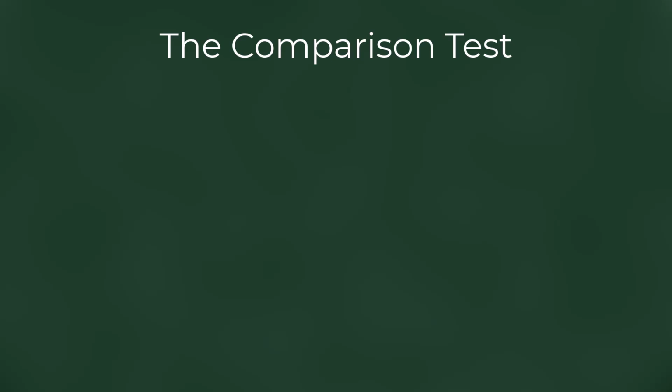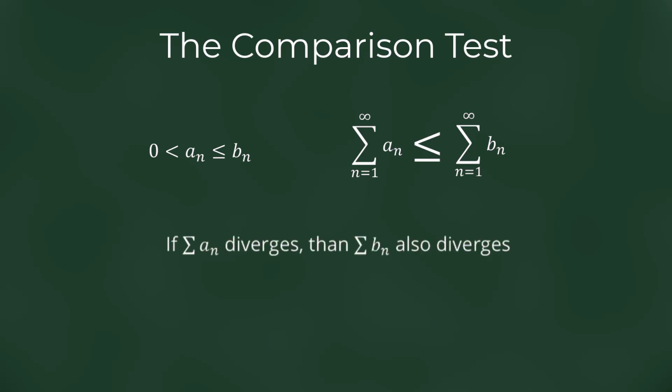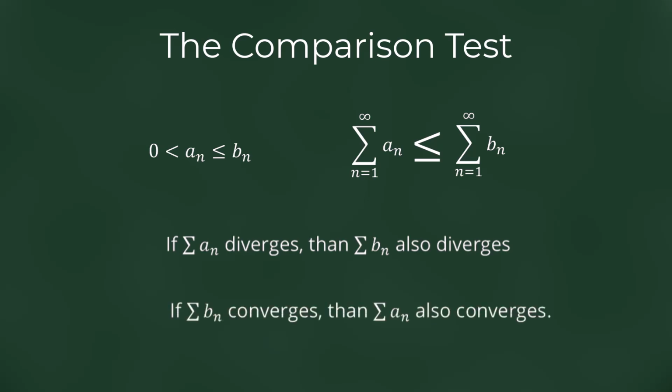So the comparison test for the convergence of series tells us that if we have two sequences, a sub n and b sub n, so that a sub n is less than or equal to b sub n, and both are positive, it then follows that the sum from n equals 1 to infinity of a sub n is less than or equal to the sum from n equals 1 to infinity of b sub n. Because of that, we can conclude that if the sum of the a sub n's diverges, if the smaller series diverges, then the larger series b sub n must also diverge. Similarly, we can conclude that if the larger series b sub n converges, then the smaller series must also converge.